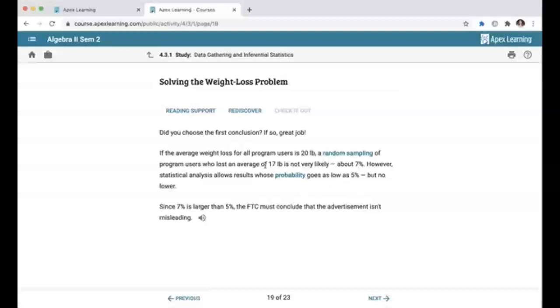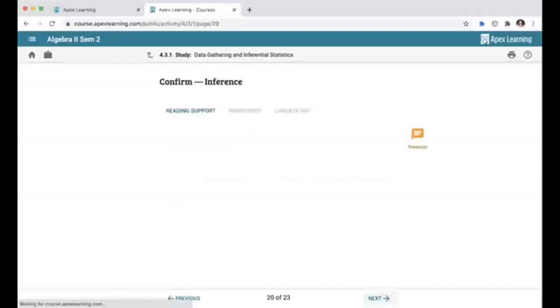Okay, again, statistical analysis allows for probabilities as low as 5%, but no lower. Okay, 5%, but no lower. And again, since 7% was larger than the 5, it had to conclude that it wasn't misleading.